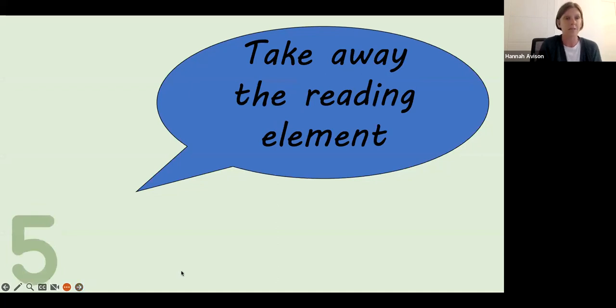Take away the reading element is number 5. This kind of relates back to number 6, but try using picture prompts for learners to practice conversations or dialogues instead of written scripts. This can be useful for ESOL literacies learners, but also just low-level learners who are not literacies learners. Sometimes if you have a written script, people get so bogged down in looking at that and trying to read what's on it that they forget about the naturalness of speaking, and it takes away from the fluency. So try picture prompts instead of written scripts.